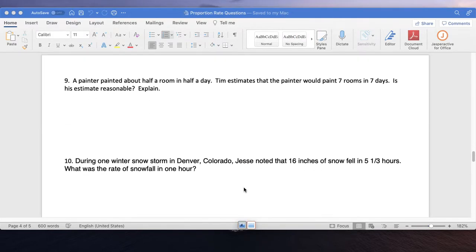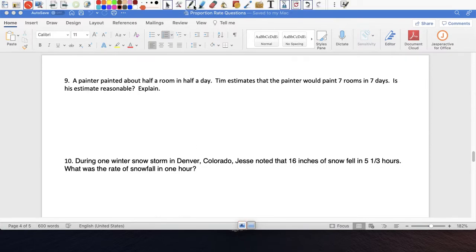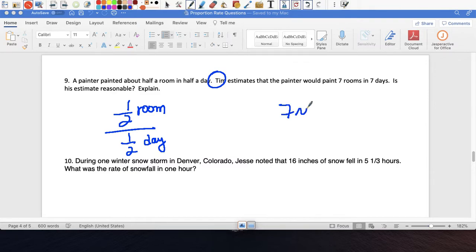A painter painted half a room. So let's write that as a ratio. Half a room in half a day. So he painted half of a room in half a day. Now, Tim is saying that that painter can paint 7 rooms in 7 days at that rate. Do you think that's true? Well, let's see if that's true.